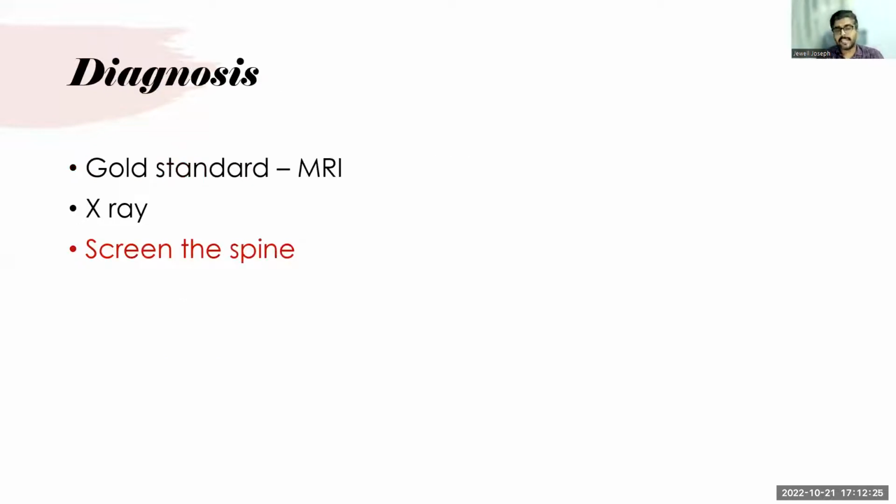So, diagnosis: the gold standard is MRI, obviously. X-ray has value, but it will not give you any idea about cord compression per se. It is useful as a very quick investigation to find out whether there are any obvious fractures. The important thing is, whenever you go for an X-ray or an MRI, always screen the entire spine. As I mentioned earlier, among one third of these patients, they will have more than one site of either spinal metastasis or spinal cord compression. So always screen the spine and not just concentrate on the area where the patients have symptoms.